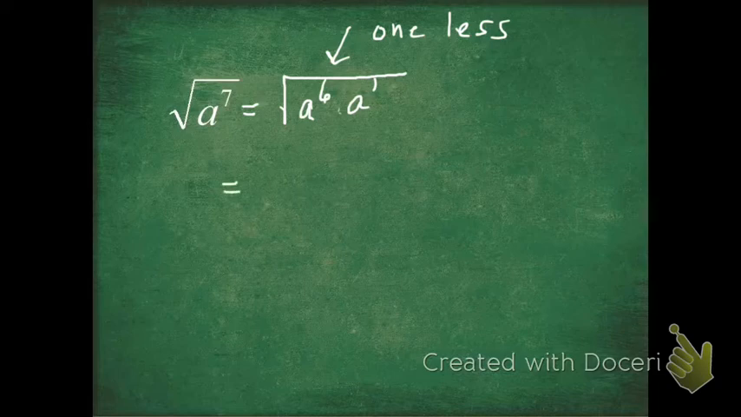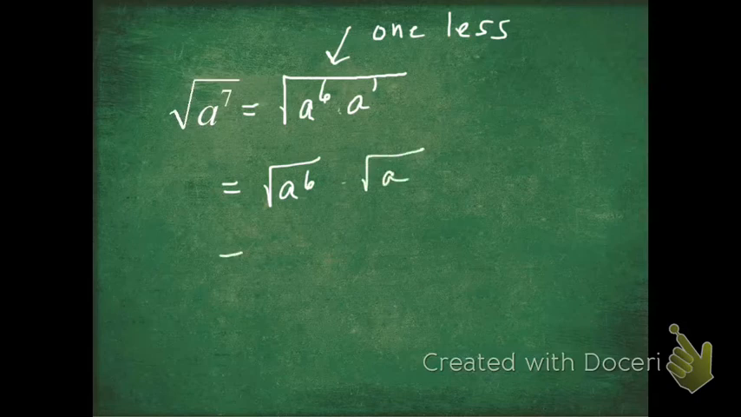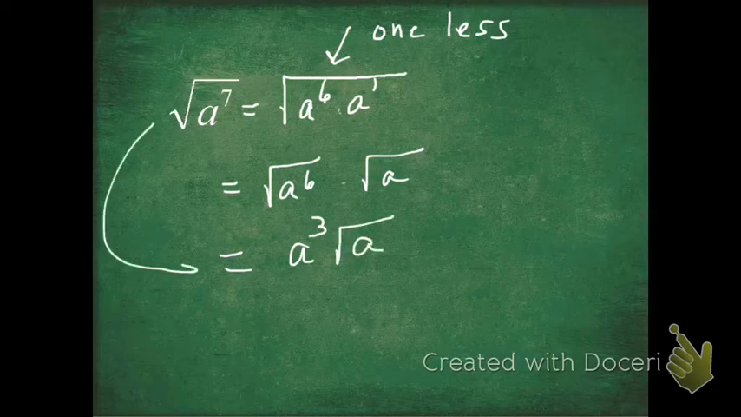Okay, so now using my property, I know I can rewrite this as the square root of a to the 6th times the square root of a. And again, since the exponent's even, I can take half of that for my answer. So the square root of a to the 6th is a to the 3rd, and under the radical I still have an a. So the square root of a to the 7th simplifies to a cubed times the square root of a.